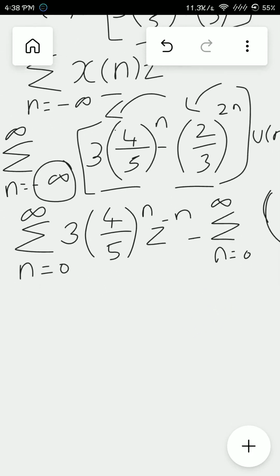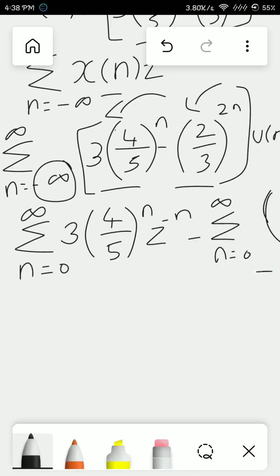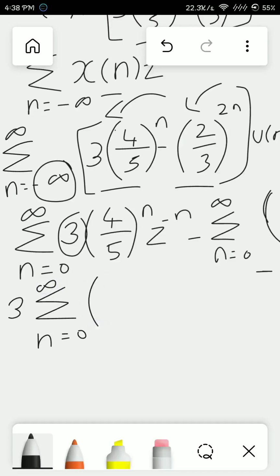Now I have to remove the power over here. I'll teach you this in a clear manner. First I'll remove my constant outside, so this 3 is removed outside. Therefore I get the summation n equal to 0 to infinity. I'll remove n outside, so I get 4 by 5 into z to the power of minus 1, whole to the power of n, and then the minus.